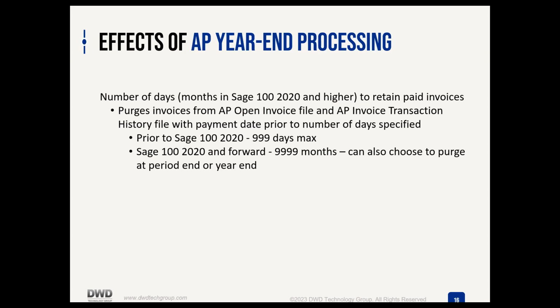We can still go to invoice history, we can still go to payment history, and we can find those things based on the settings that we have for the number of days or the number of months or even the number of years of history that we can select. Starting with Sage 100 2020, the history files actually blossom. So rather than being capped at days, it's actually capped at months or years now that give us the amount of time that we can hold on to that information.